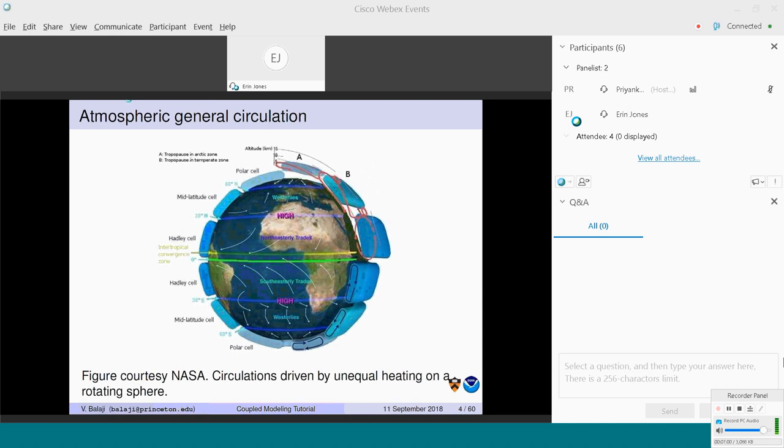So this is just a standard figure of what the atmospheric circulation on the Earth looks like. So you have these trade winds, the northeasterly and southeasterly trades, which move towards the west. If you notice, even though the arrow is pointing west, I call it easterly.